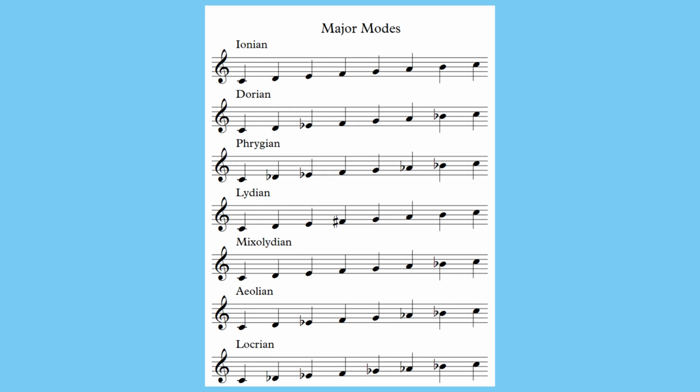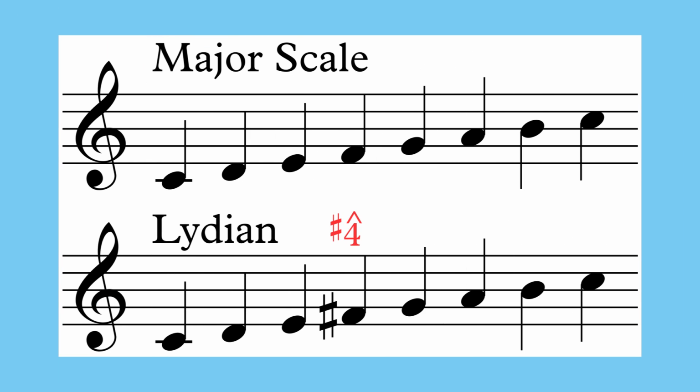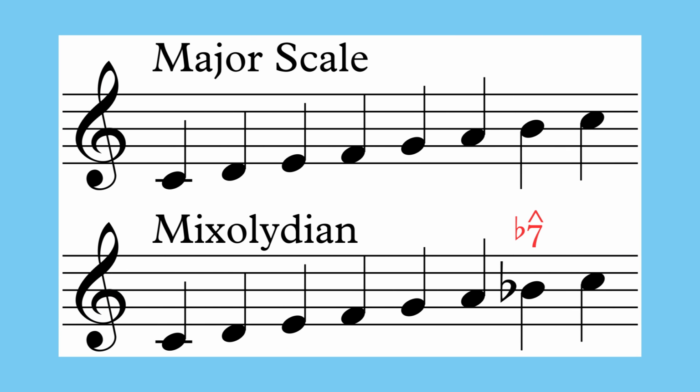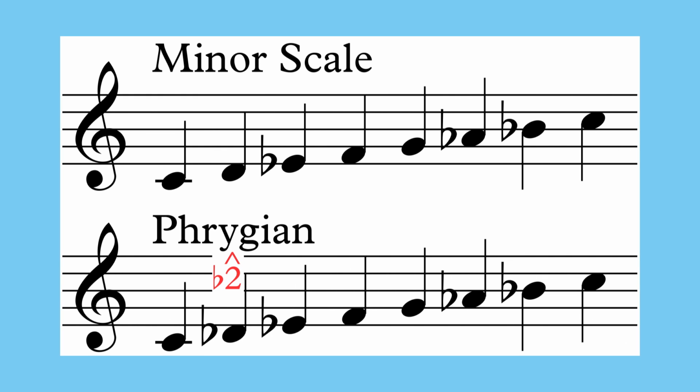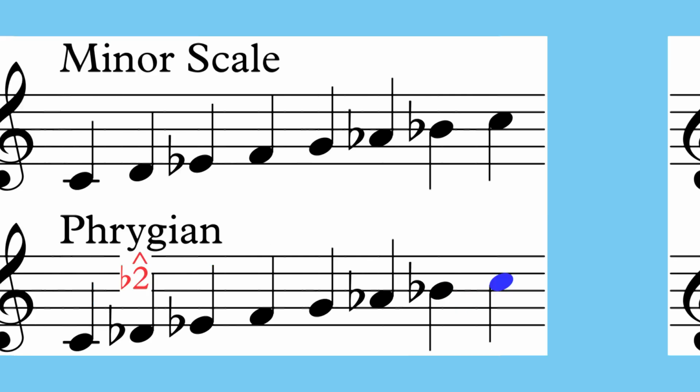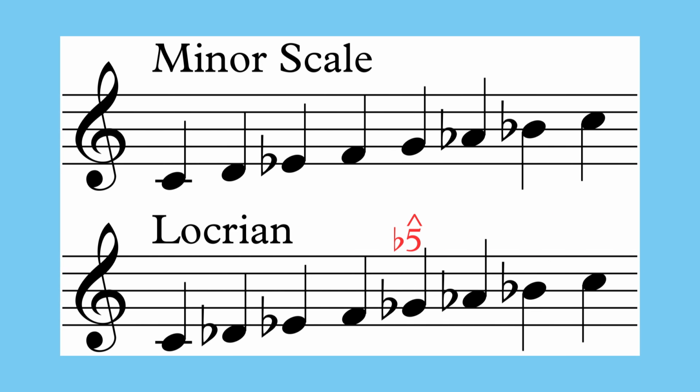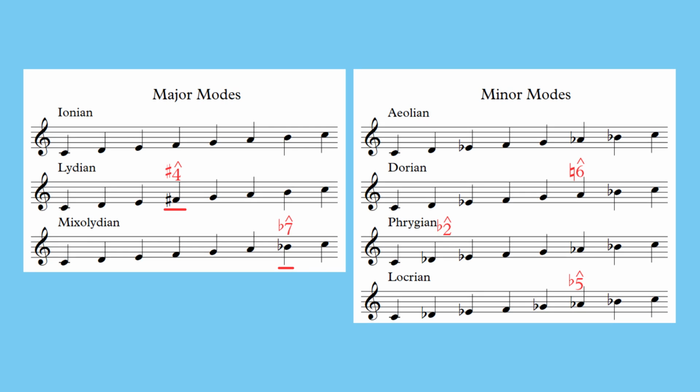Now, inside these categories, each mode is completely defined by one note, which sets it apart from the other modes in its category. The Lydian mode, for example, has a raised fourth compared to the major scale, and the Mixolydian mode has a flattened seventh. On the minor side, the Dorian scale has a raised sixth, the Phrygian scale has a flattened second, and the Locrian scale has a flattened fifth and a flattened second. Spooky.